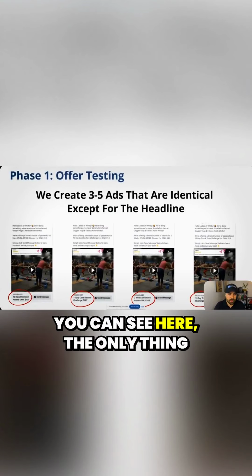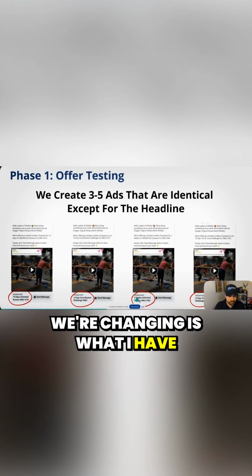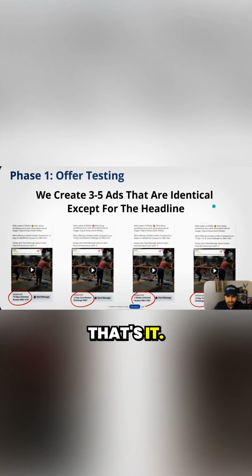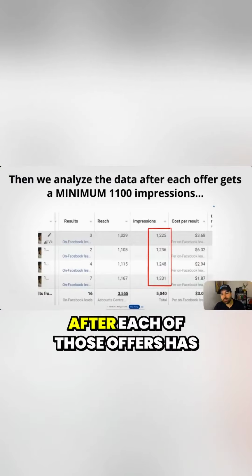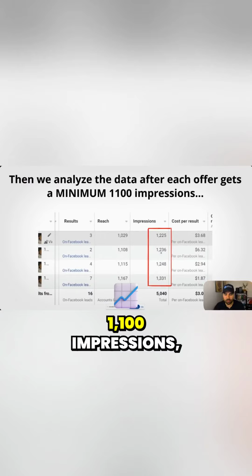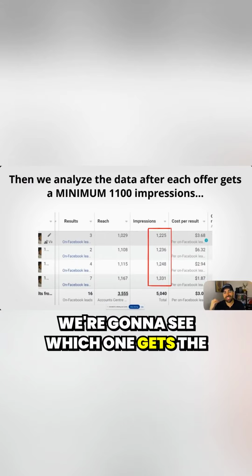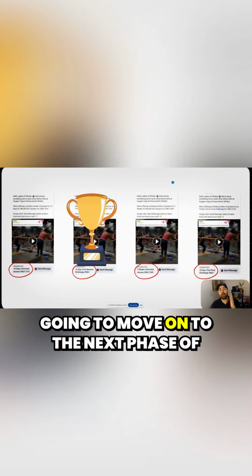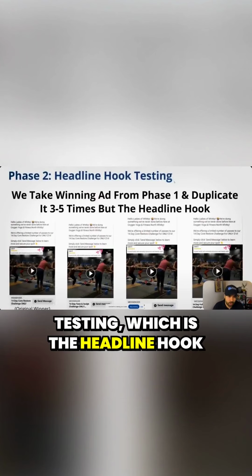You can see here, the only thing we're changing is what I have circled here, which is the headline with the offer. Okay, that's it. And then what we're going to do is after each of those offers has gotten roughly 1,100 impressions, we're going to see which one gets the cheapest cost per lead. From there, that's going to determine the winner, and it's going to move on to the next phase of testing, which is the headline hook tests.